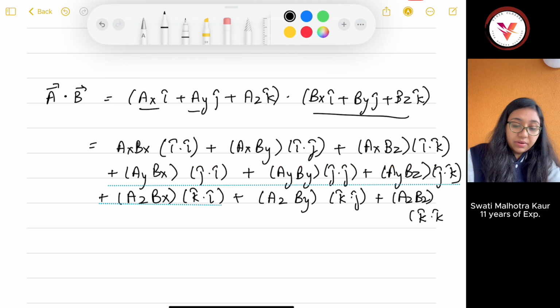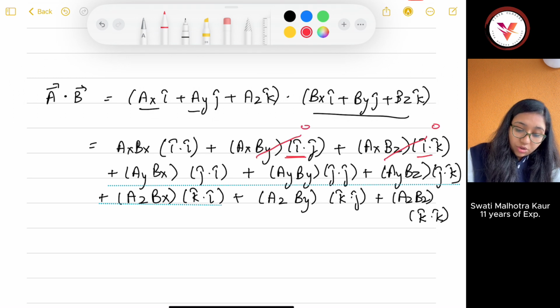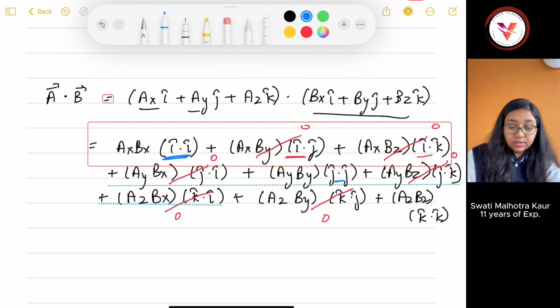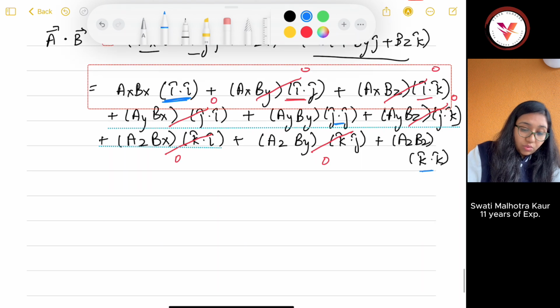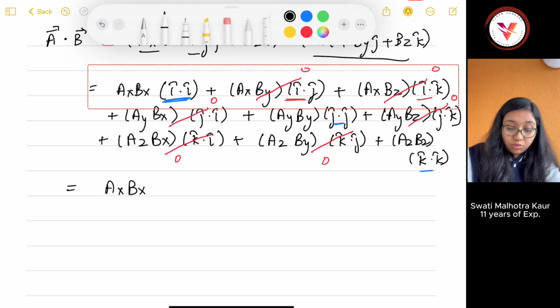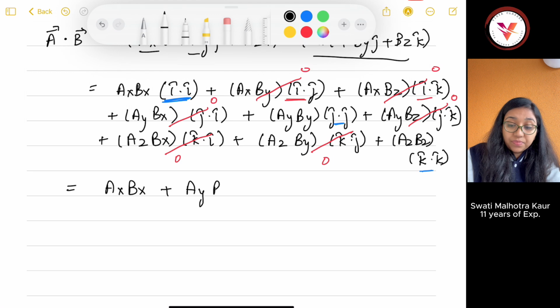Now, as per our result, I dot J is 0, I dot K is also 0, J dot I is 0, J dot K is 0, K dot I is 0. So the things which remain are I dot I, which is 1, J dot J is 1, K dot K is 1. So you get simply AX BX, then since J dot J is also 1, you get AY BY, K dot K is 1, you will get AZ BZ.